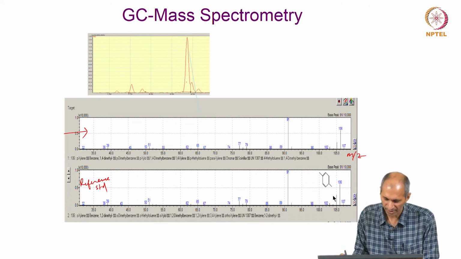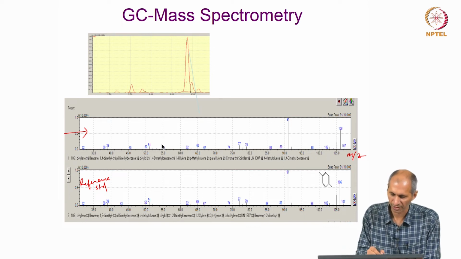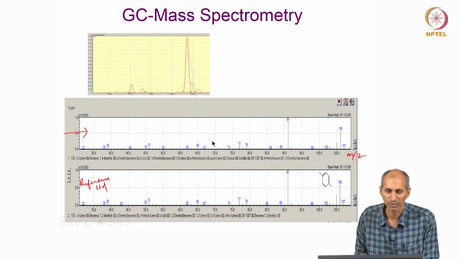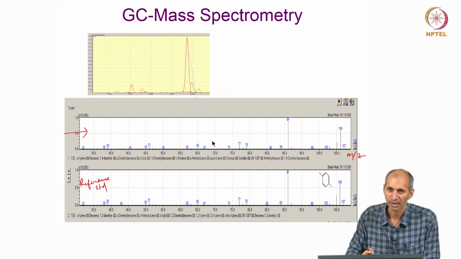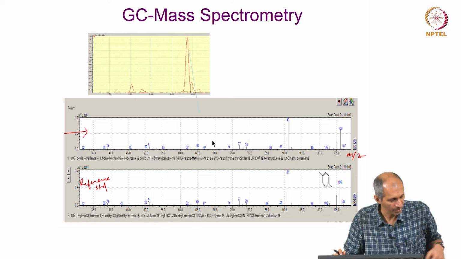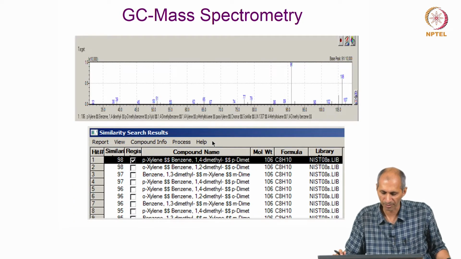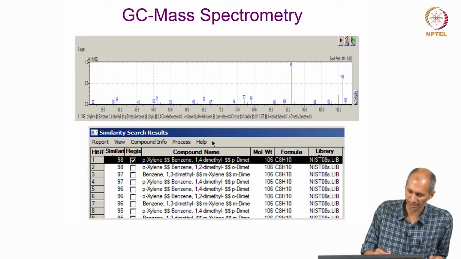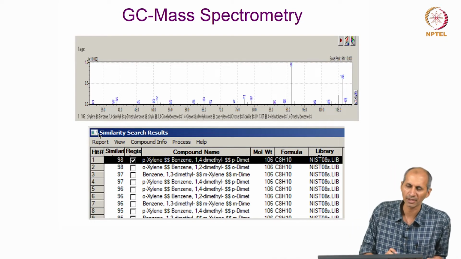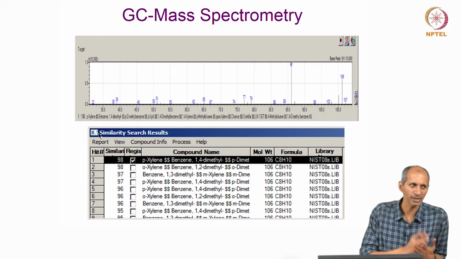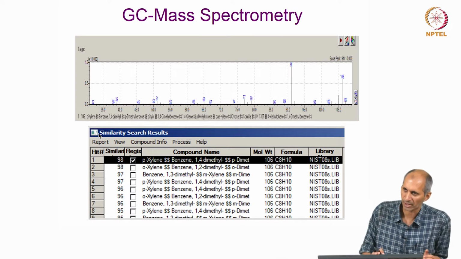So, what it does really is, you see that some of the peaks which are there in the first one are not there in the second, and some peaks which are there here probably are not there in the first one. So, we do a match. When we do a match, the instrument will allow you this. When you do the match, then you get what is called a similarity search. In the olden times it used to be done manually, but now software does it very quickly.